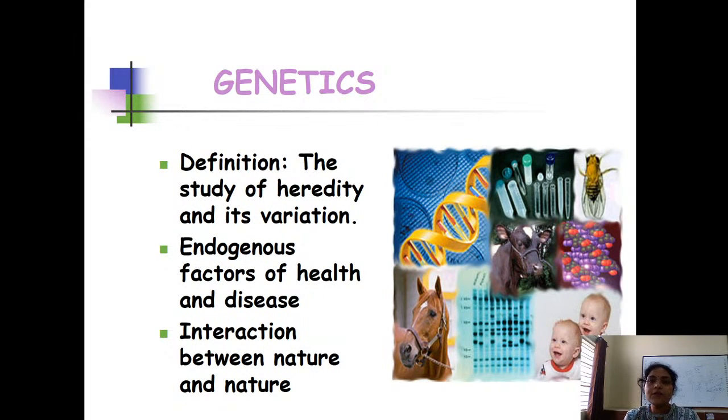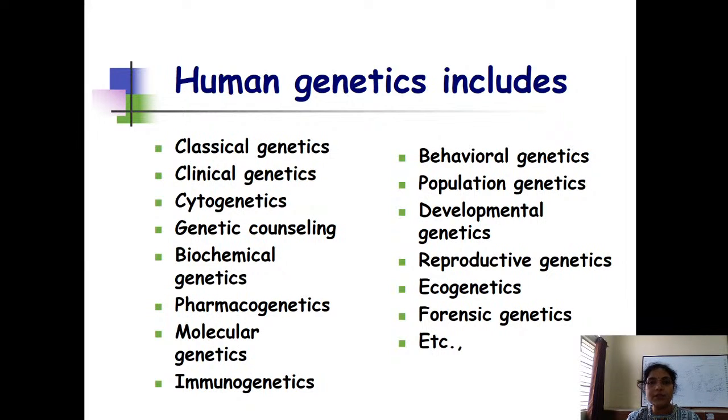Now, what is the definition of genetics? It is the study of heredity and its variation, endogenous factors of health and disease, and the interaction between nature and nurture. So this is what genetics deals with. Human genetics includes classical genetics, clinical genetics, cytogenetics, genetic counseling, biochemical genetics, pharmacogenetics, molecular genetics, immunogenetics, behavioral genetics, population genetics, developmental genetics, reproductive genetics, ecogenetics, forensic genetics, and much more.